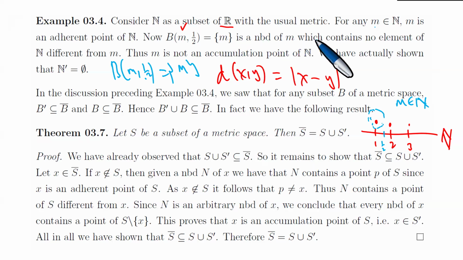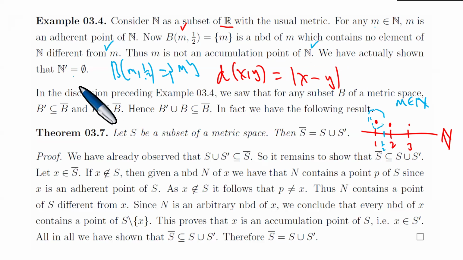It is a neighborhood of m which contains no element of N different from m. It is the neighborhood of what? Of m, but it contains only m and does not contain any element different from m. Thus, m is not an accumulation point of N.